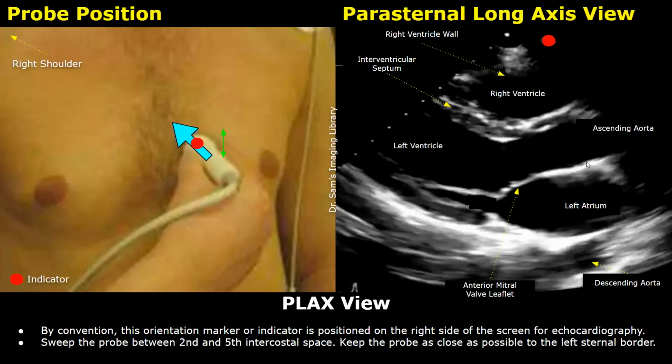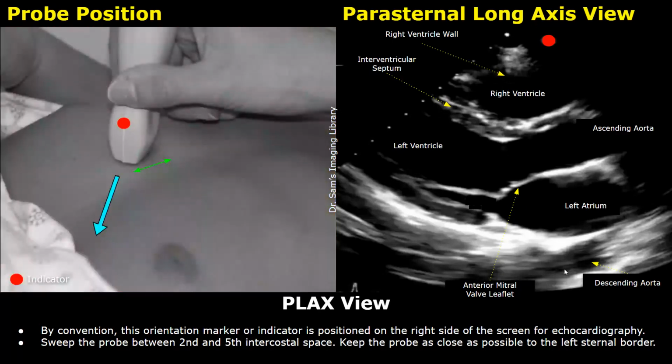The posterior most chamber is the left atrium. And this valve between the left atrium and left ventricle is the mitral valve. You can also see the anterior mitral valve leaflet. This is the anterior mitral valve leaflet. And the leaflet opposite to it is the posterior mitral valve leaflet. These linear echogenic structures are the papillary muscles. This hypoechoic area posterior to the left atrium is the descending thoracic aorta.